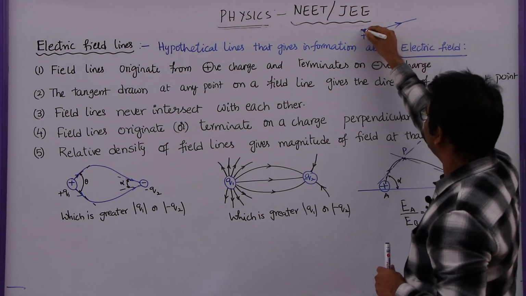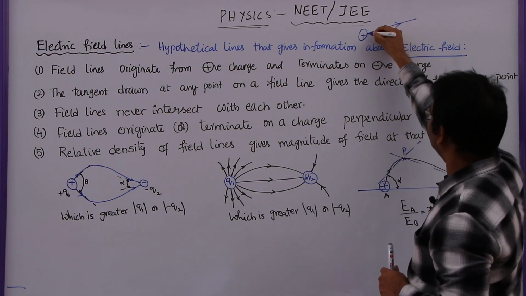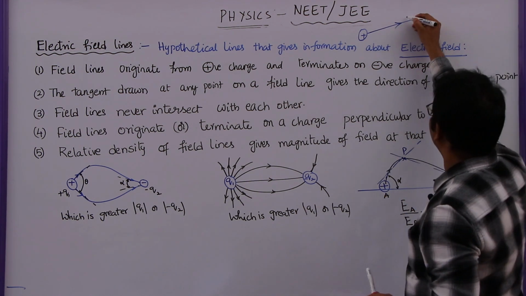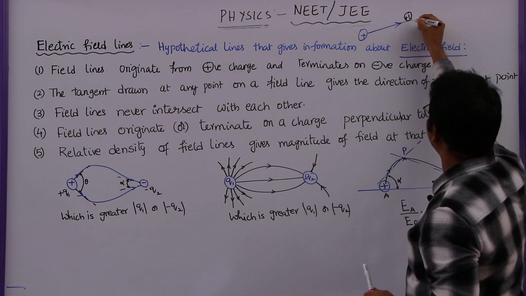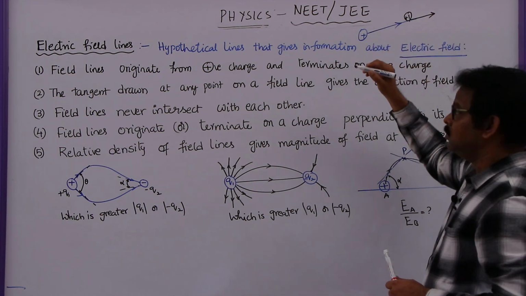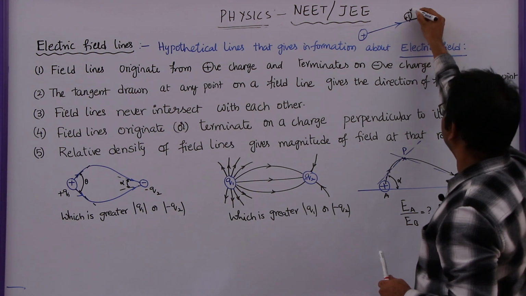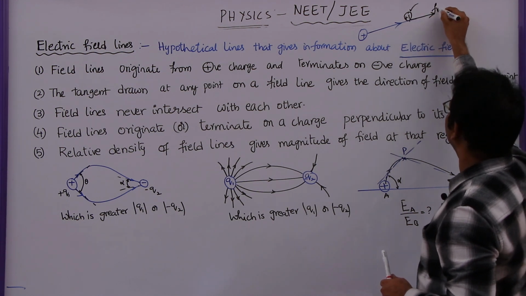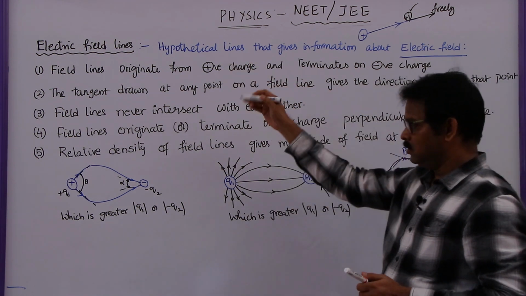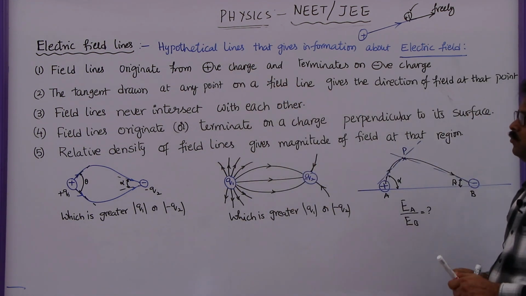So let us say this is a positive charge and this is one of the electric field lines from this positive charge. If you keep one unit positive charge here, it always moves in this direction because these two repel. So the line along which a unit positive charge would move freely is known as an electric field line. These are some of the points about electric field lines.